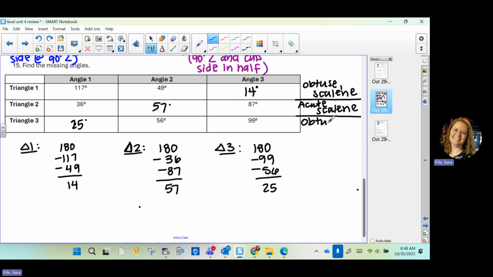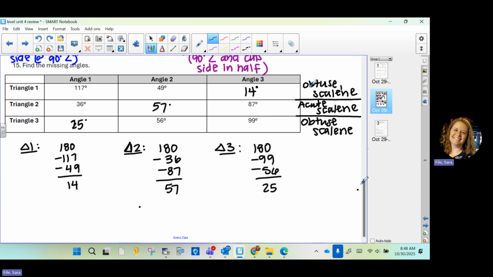So all of these were scalene because all three angles were different. Remember, for it to not be scalene, you'd have to have two sides equal. It would make it isosceles. And so two of the angles would be equal. Or if all three are the same, so all three angles are equal, means all three sides will be equal. That's equilateral. Okay, so none of these were. All of these were scalene. All three angles were different from each other.